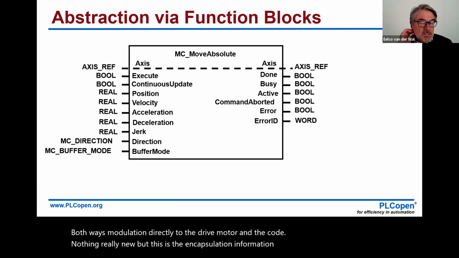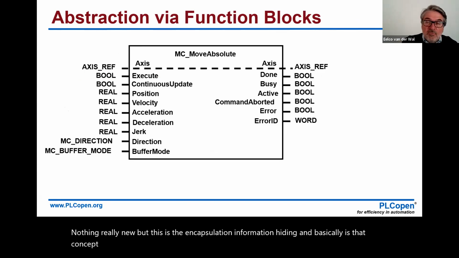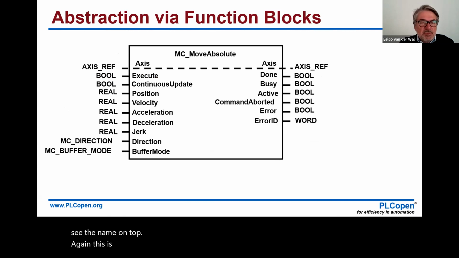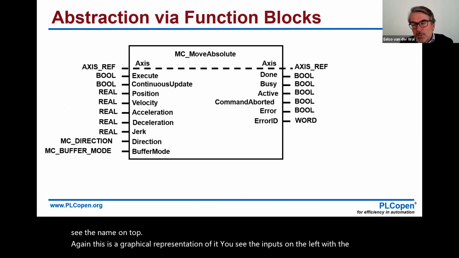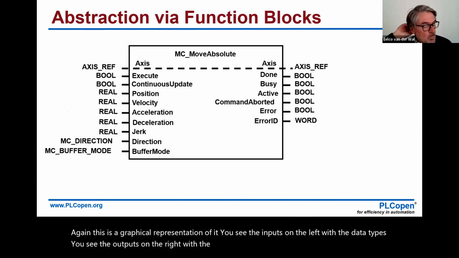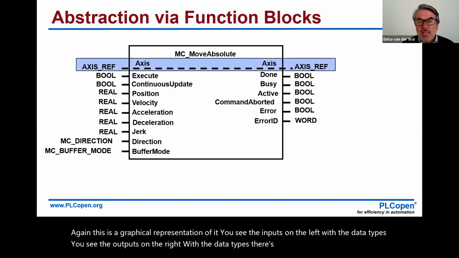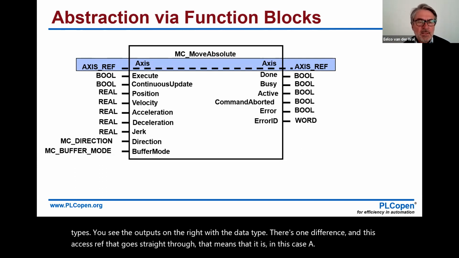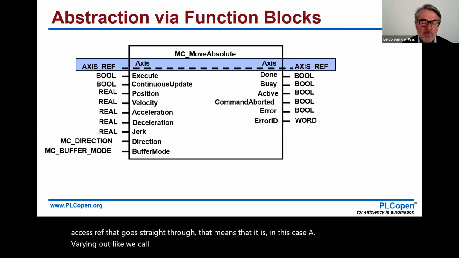Based on that concept, we identified a lot of function blocks, and one of them is MC_MoveAbsolute. You see the name on top. Again, this is a graphical representation of it. You see the inputs on the left with the data types, and the outputs on the right with the data types. There's one difference, and that's the axis reference that goes straight through. That means that it is, in this case, what we call a VAR_IN_OUT.